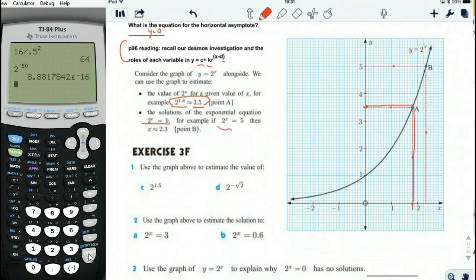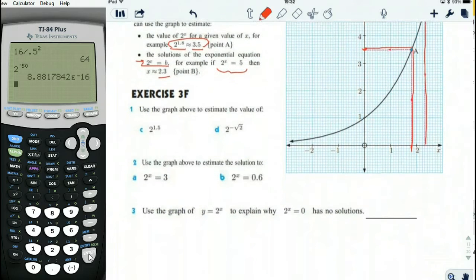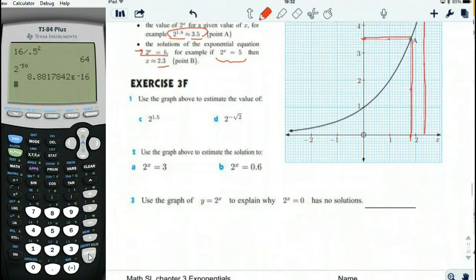So if we have 2 to the x equals 5, then we can find 5 on the y-axis, and then we can see that it maps to 2.3 on the x-axis. So we solve this with that. Okay. So now I'm just going to solve a few examples for you.